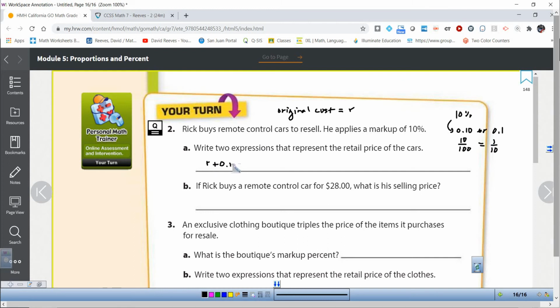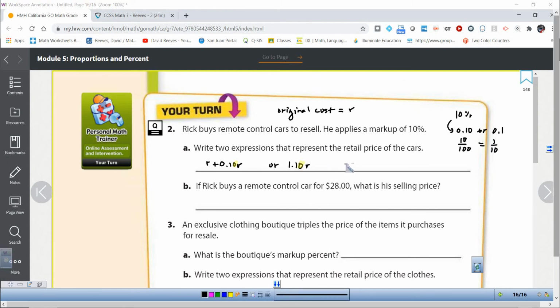10% of the original cost. Okay, the original cost plus 10%. Or I can combine those and say 1.10R. All right, and remember, that 0 there is completely optional, and probably the textbook answer key would not have it.